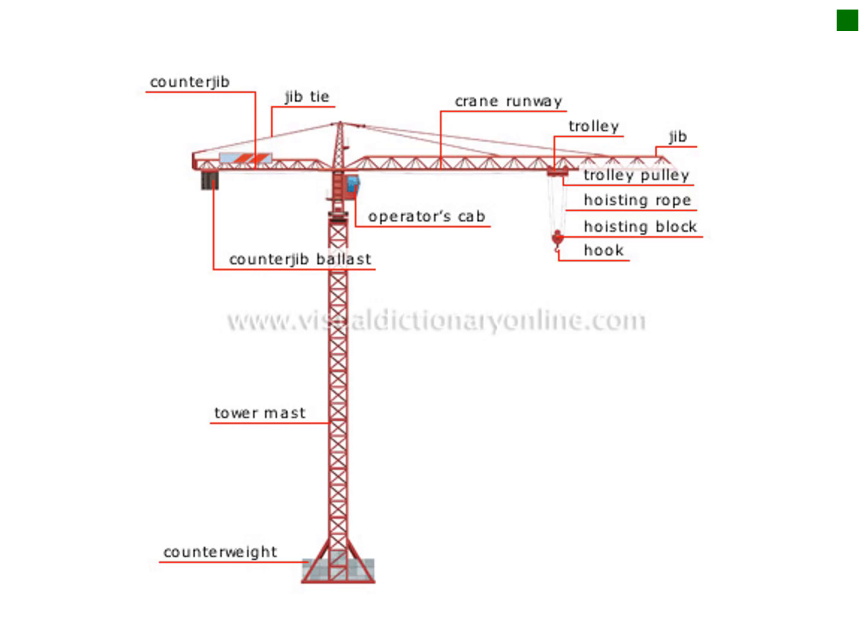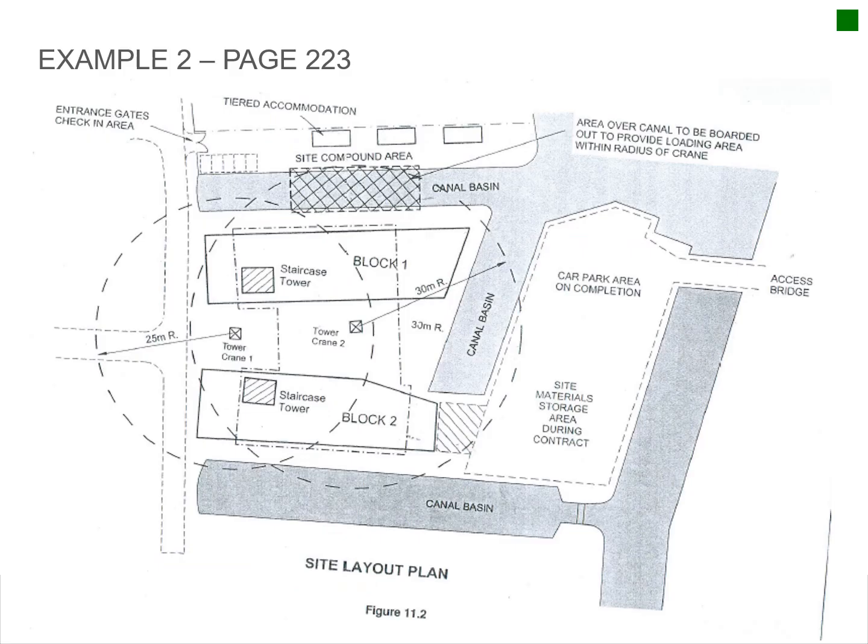Just to put the drawing on for you. So example 2, proposal 1, you've got a proposal of having one fixed crane on this side and another fixed crane on that side. The one with a 25 meter radius and the other one with a 30 meter radius, and they actually overlap with each other.